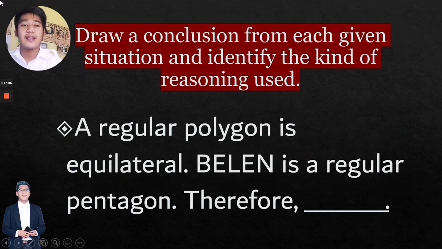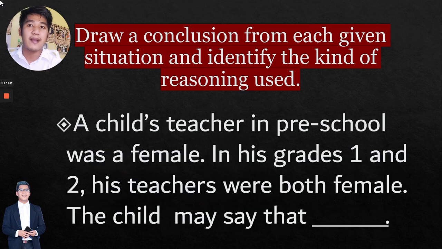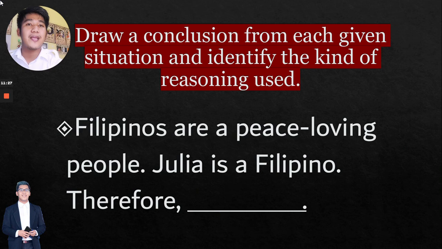Number 3: a regular polygon is equilateral. Then Belen is a regular pentagon. Therefore, blank. Number 4: a child's teacher in preschool was a female. In his grades 1 and 2, his teachers were both female. Then the child may say that blank. What is your conclusion, and then the reasoning used? Number 5: Filipinos are a peace-loving people. Julia is a Filipino, therefore blank.